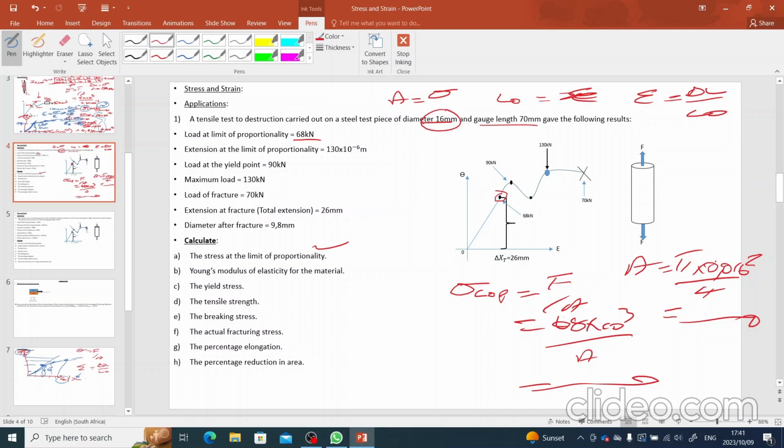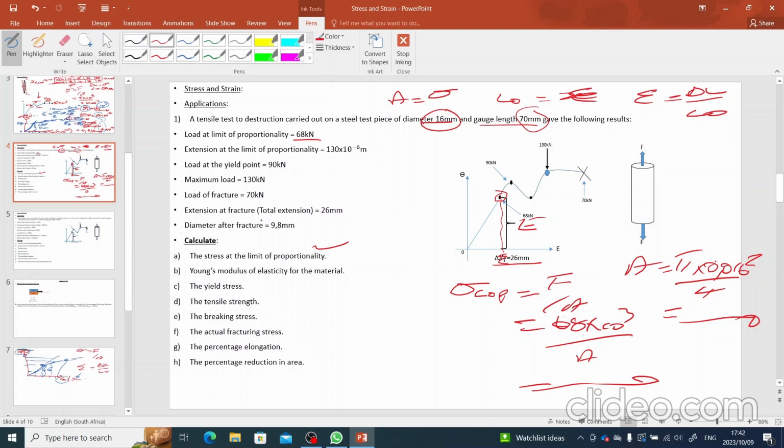Then question number 2, they want you to calculate the Young modulus of elasticity of the material. Now you can tell that here they want us to calculate what? Young modulus. That means here we need to calculate the strain. How do we calculate the strain? The strain is change in length, which is given, divided by L original. Here's the L original. Here's the change in length.